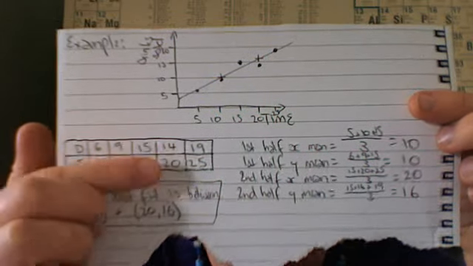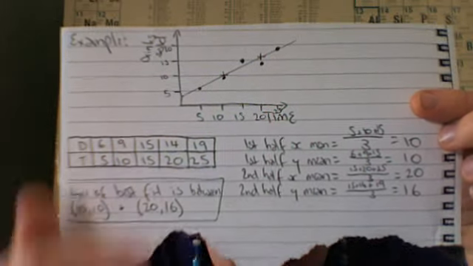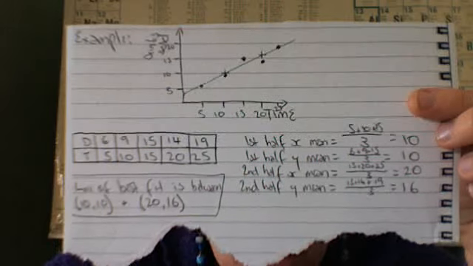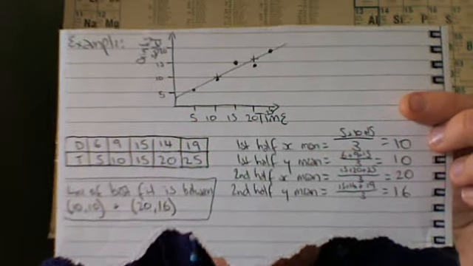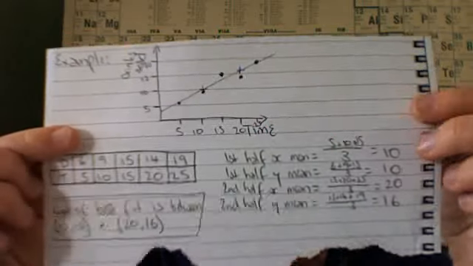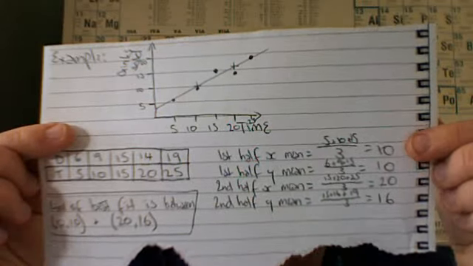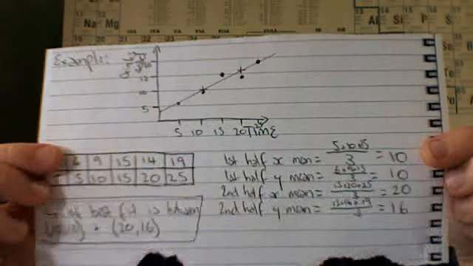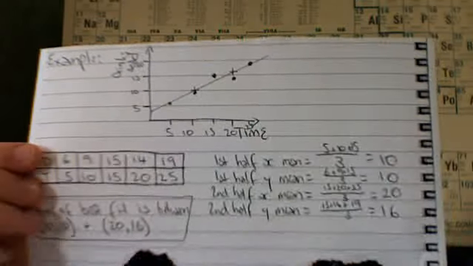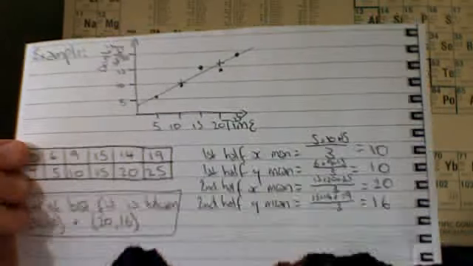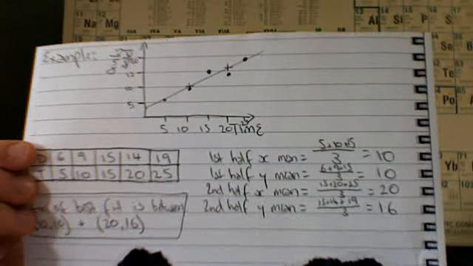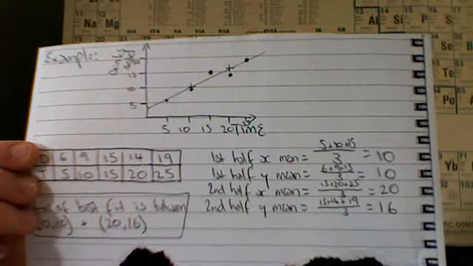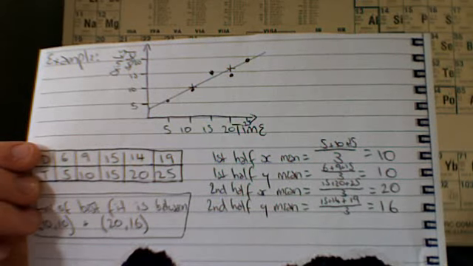Because this 15 is the median, it's exactly in the middle, what we're going to do is include that number in both sets of data, okay? Because it's right in the middle. So the first half here is 5 plus 10 plus 15, and then we divide it by 3 because there are 3 numbers and we end up with 10. And then the first half of y, we take the first 3 values of y, and then we divide that by 3, and then same with the second half.